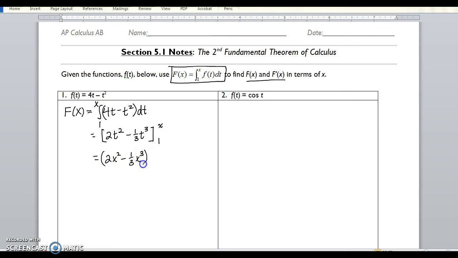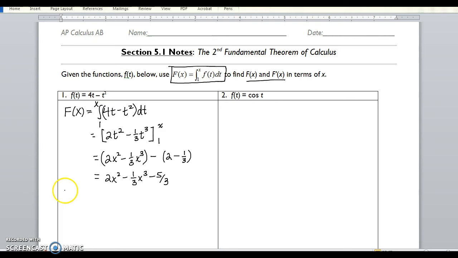So that means we have 2x squared minus 1/3 x cubed. I just plugged in x for t. That's another reason we had to have x here and not t's, because it wouldn't make sense to plug t into t. Minus 2 times 1 squared, so 2, minus 1/3. If we simplify that, it's 2x squared minus 1/3 x cubed minus 5/3. So that's our equation F of x. It's equal to the integral that we started with.